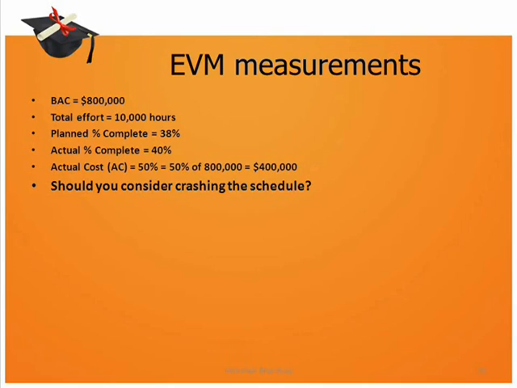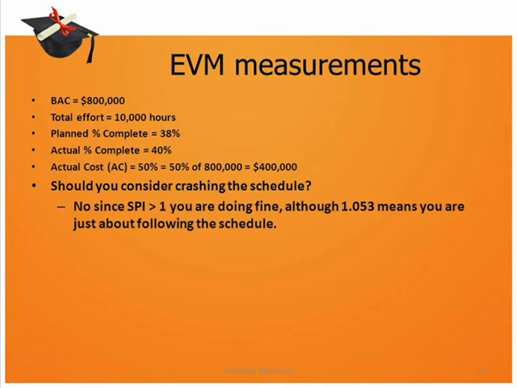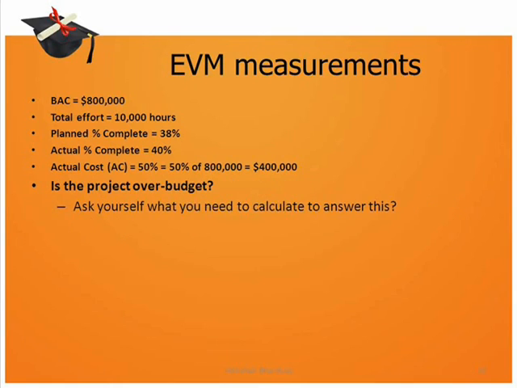So the question now is, should you consider crashing the schedule? Well, the answer to that is obviously no, because you are already ahead of schedule, although it is noteworthy to mention that since SPI is 1.053, it means that you are just about following the schedule. Now we have checked the project from the schedule perspective. Let us now have a look at it from the cost perspective.